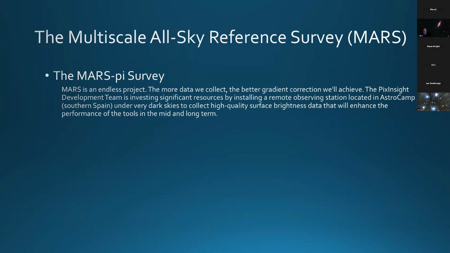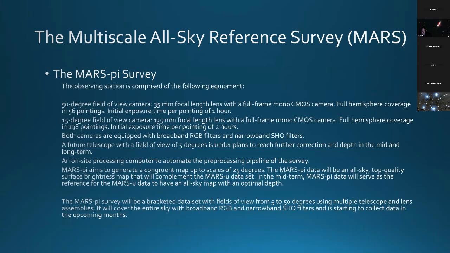So it's an endless project for them. They're collecting more and more data. They have southern Spain, a place called Astro Camp, where they're doing their imaging from, and they're using a 50-degree field of view camera, 35mm focal length. They're also doing the 15-degree fields with 135mm focal length, and they're using full frame mono CMOS cameras, and they're trying to do full hemisphere coverage. So they're basically taking all this data and they're going to build one gigantic, lovely database.